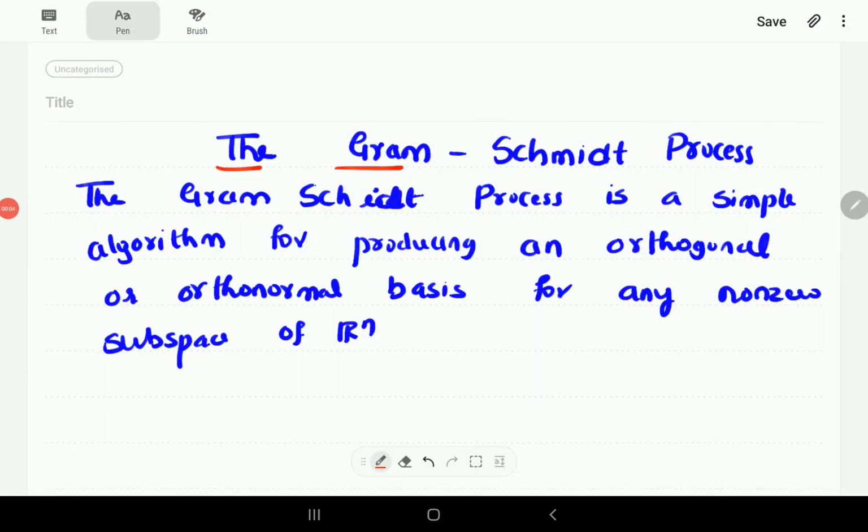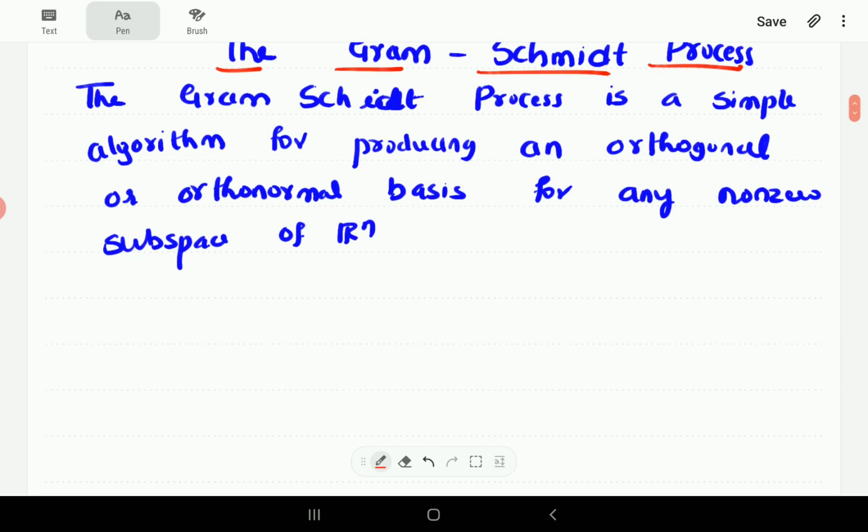Today we're going to talk about the Gram-Schmidt process. Basically, the Gram-Schmidt process is a simple algorithm for producing an orthogonal basis, which in turn we can convert into an orthonormal basis for any non-zero subspace of Rn. So let us understand how exactly it works.